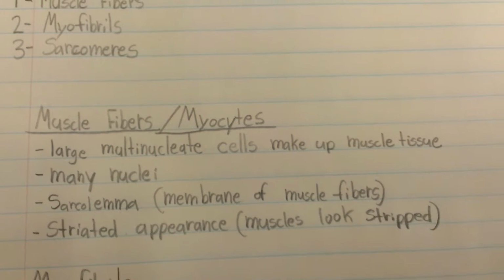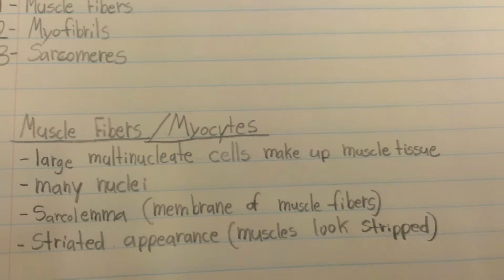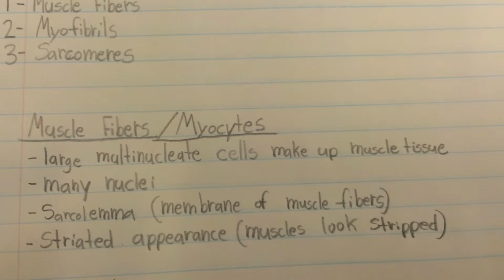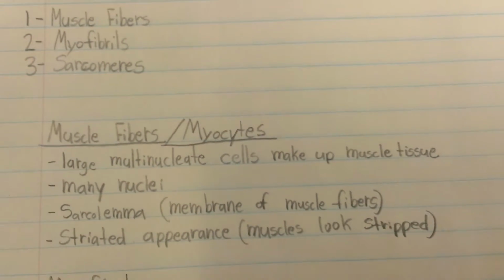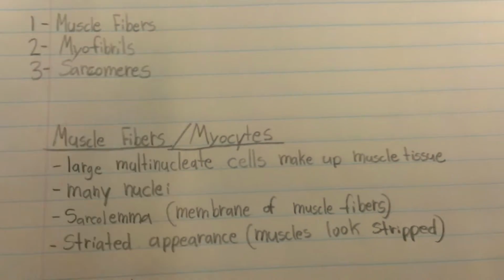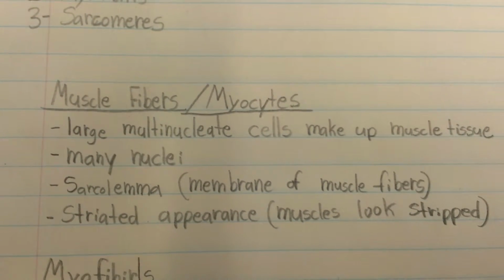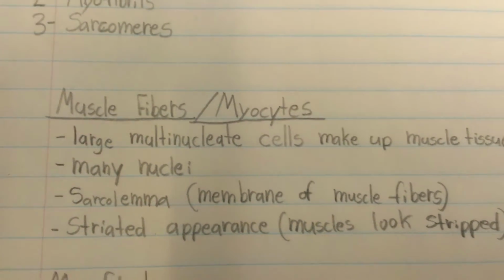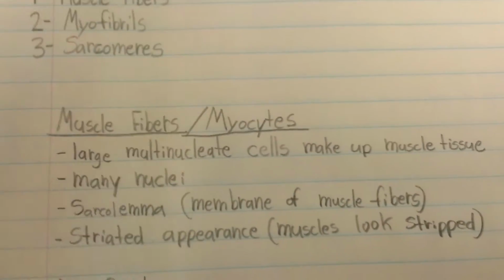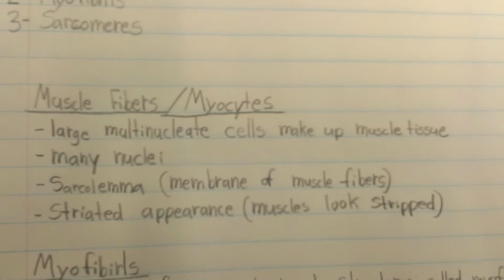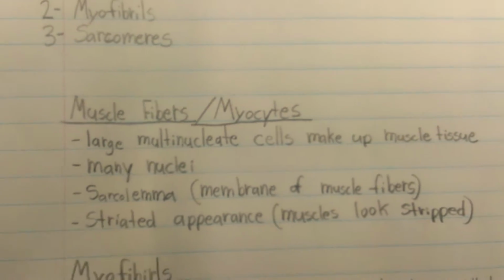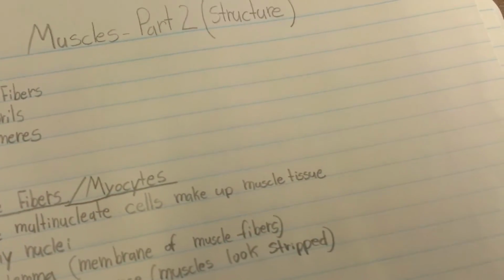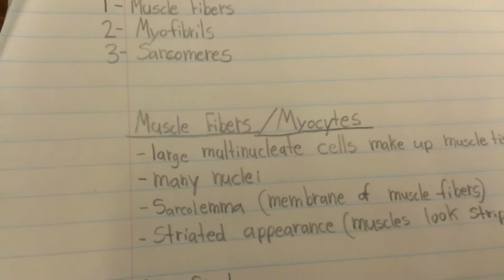So there's many nuclei. The sarcolemma, which is the membrane of the muscle fibers, is basically like any cell membrane, except this is very unique to muscles. Just a heads up, in case we ever talk about myo or sarco, you can tell that we're talking about muscles, because those are the Latin words for flesh, muscles. That was just a really cool thing to know. Muscle fibers have a very striated appearance. They look striped with some repeating light and dark bands. We're going to get more into that as the video goes on.